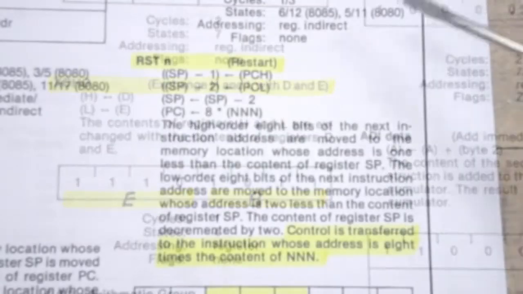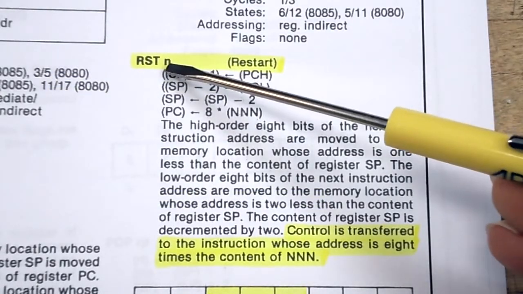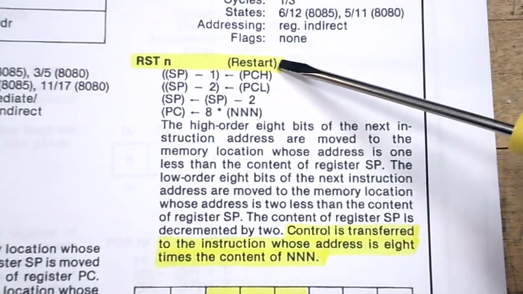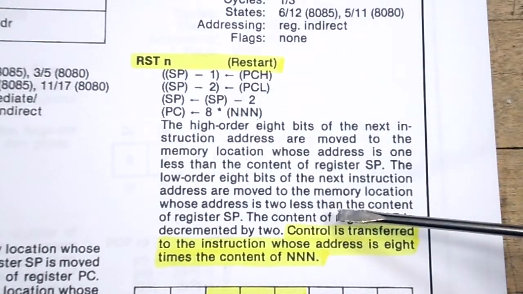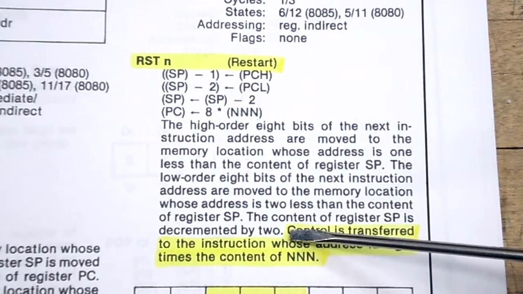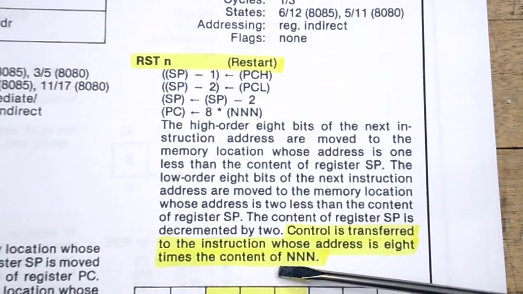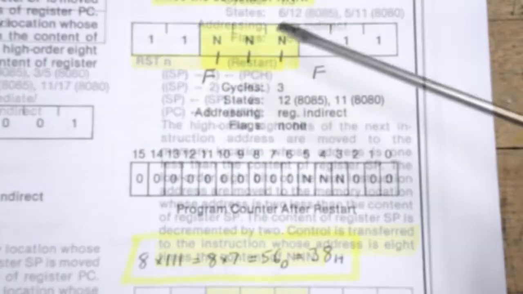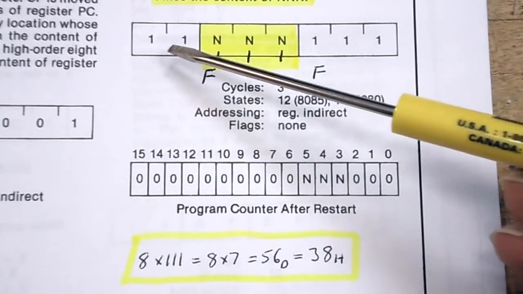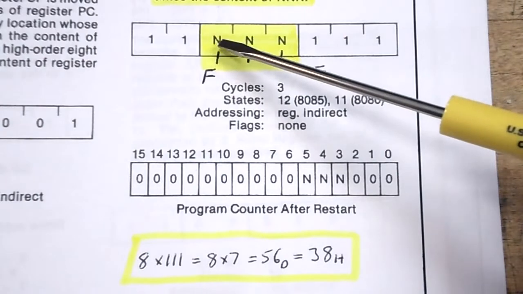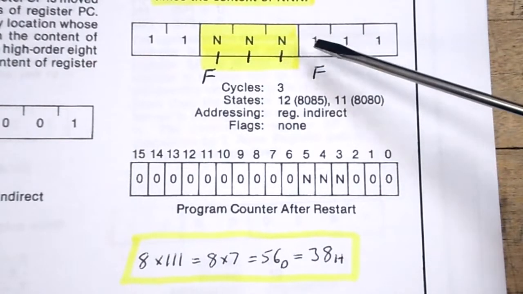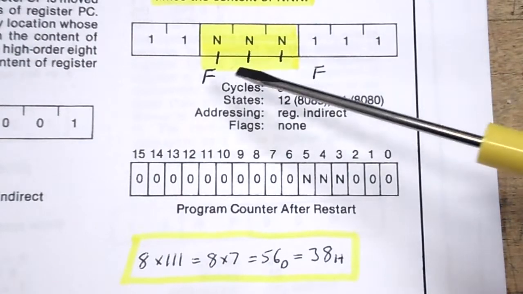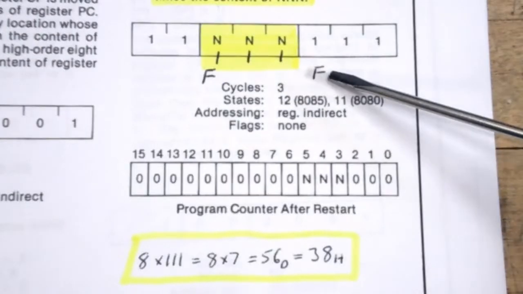The last command that we're looking at is RST, which stands for restart, and it's followed by a number. Here it says control is transferred to the instruction whose address is 8 times the content of NNN. So when we look at the formation of this opcode, you can see it's 11 followed by number, number, number. In this case, it's 7 because we're doing a restart 7, followed by 111. So the command ends up being FF.